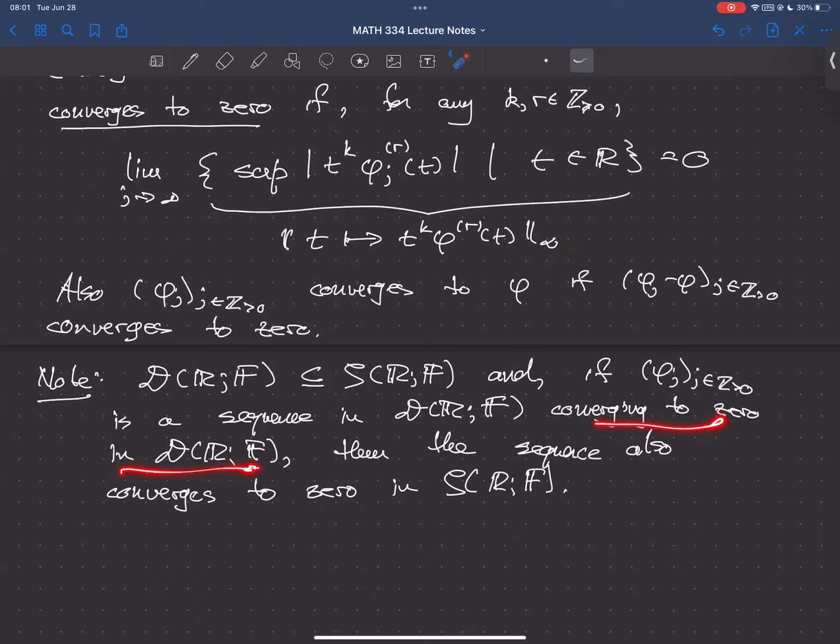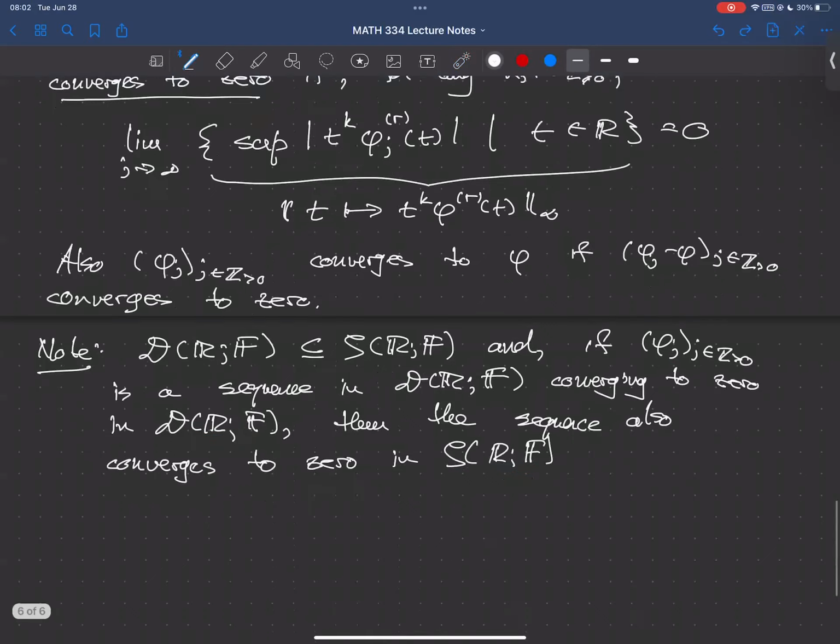But D has this other additional property, convergence of the signal and all of its derivatives. So let me slow down and say that carefully. If this thing converges to 0 in D, then all of these signals have compact support, and so do all of their derivatives, and all of the derivatives converge to 0 uniformly. And so that means that these things will also converge to 0 uniformly. The t to the k's will not affect that because of compact support of these things. So a sequence that converges to 0 in D also converges to 0 in S.